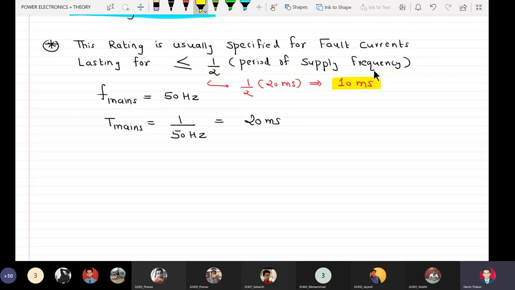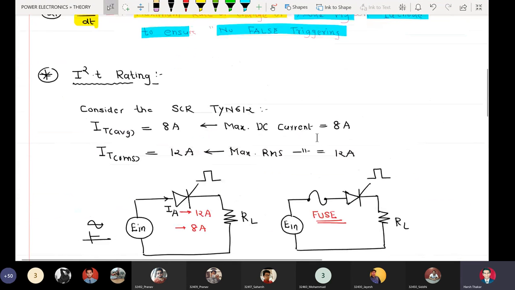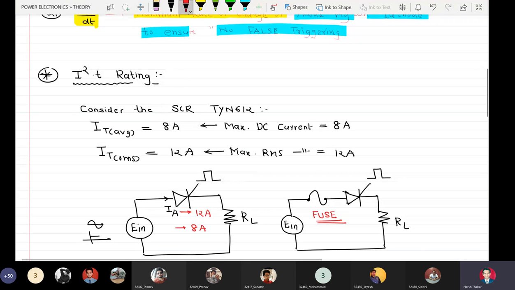Okay, now we come to the next rating, that is the I square T rating. Yeah, so it's very clear that it is an I square T rating. The unit will be ampere square into second. Naturally, the unit will be I square multiplied by T, so it will be ampere square into second. So the unit of this rating is ampere square into second.